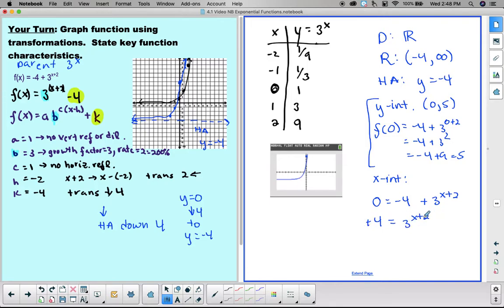And now the variable's buried in the exponent, and we need a tool to get the variable out from the exponent. And that tool will be logarithms. So we need logs to solve this algebraically. If you have mad calculator skills, you can find the x-intercept using the graphing calculator, and I'll show you how to do that in class.